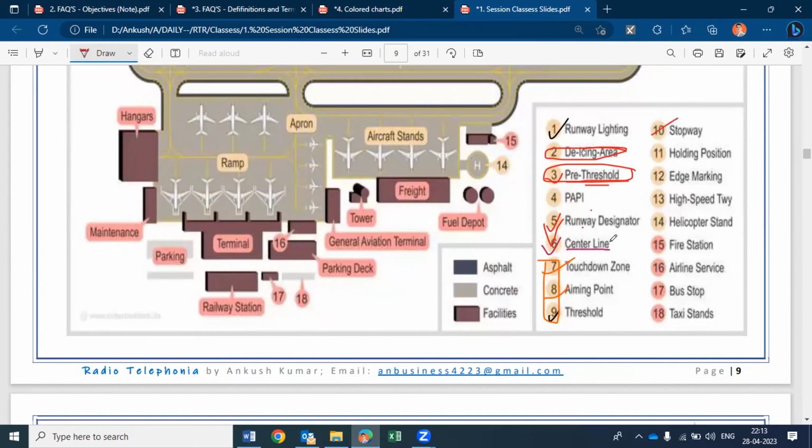So stopway we have got it. As marking lights you have got it. This is of no need. Helicopter stand is not a part of airport, but helicopter stand is. Hello. Yes, sir, yes.